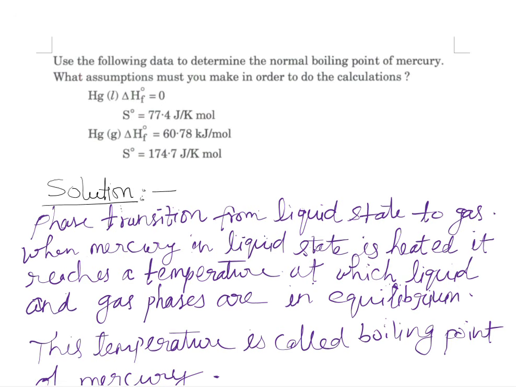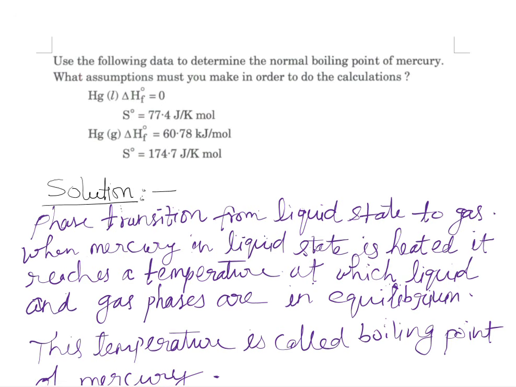Mercury liquid state, delta HF naught is equal to 0. S naught is equal to 77.4 joule per Kelvin mole. For mercury in the gaseous state, delta HF naught is equal to 60.78 kilojoule per mole and S naught is equal to 174.7 joule per Kelvin mole.